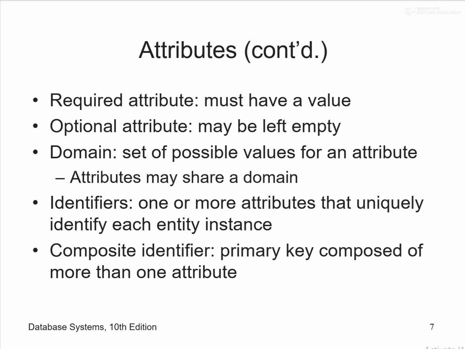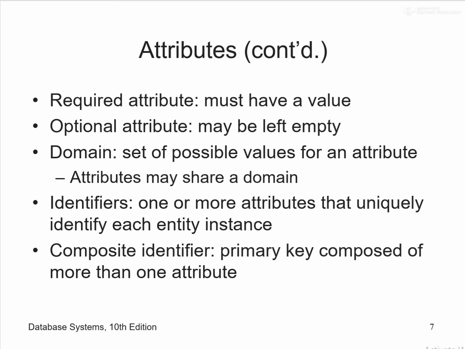Okay, domain is the set of possible values for an attribute. We can consider grade as an example. So grade can have a value from A to F, A, B, C, D, E, F, let's suppose. So this is the possible domain for the attribute student grade. Another example of domain is gender. So if the attribute is gender, it consists of two possibilities, male or female.